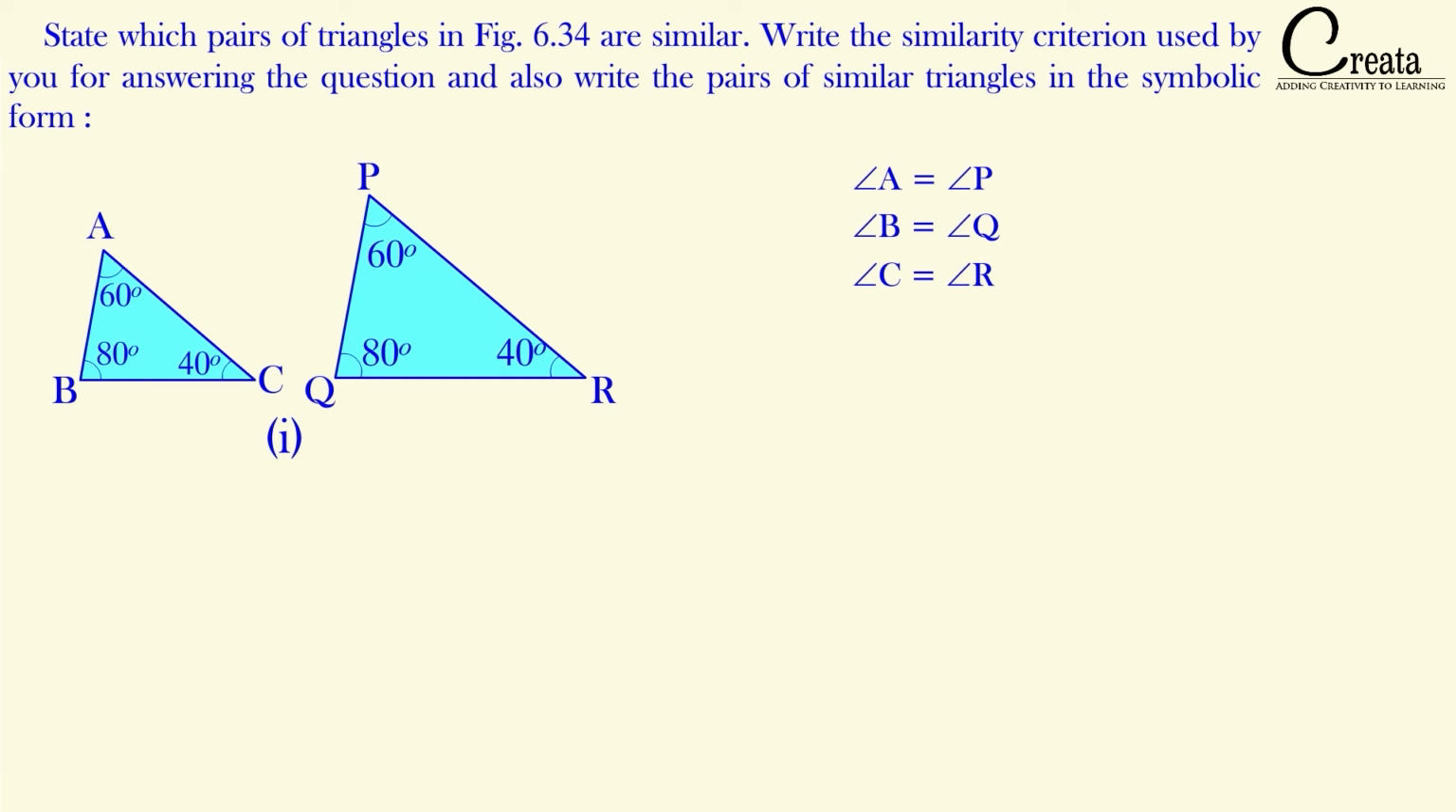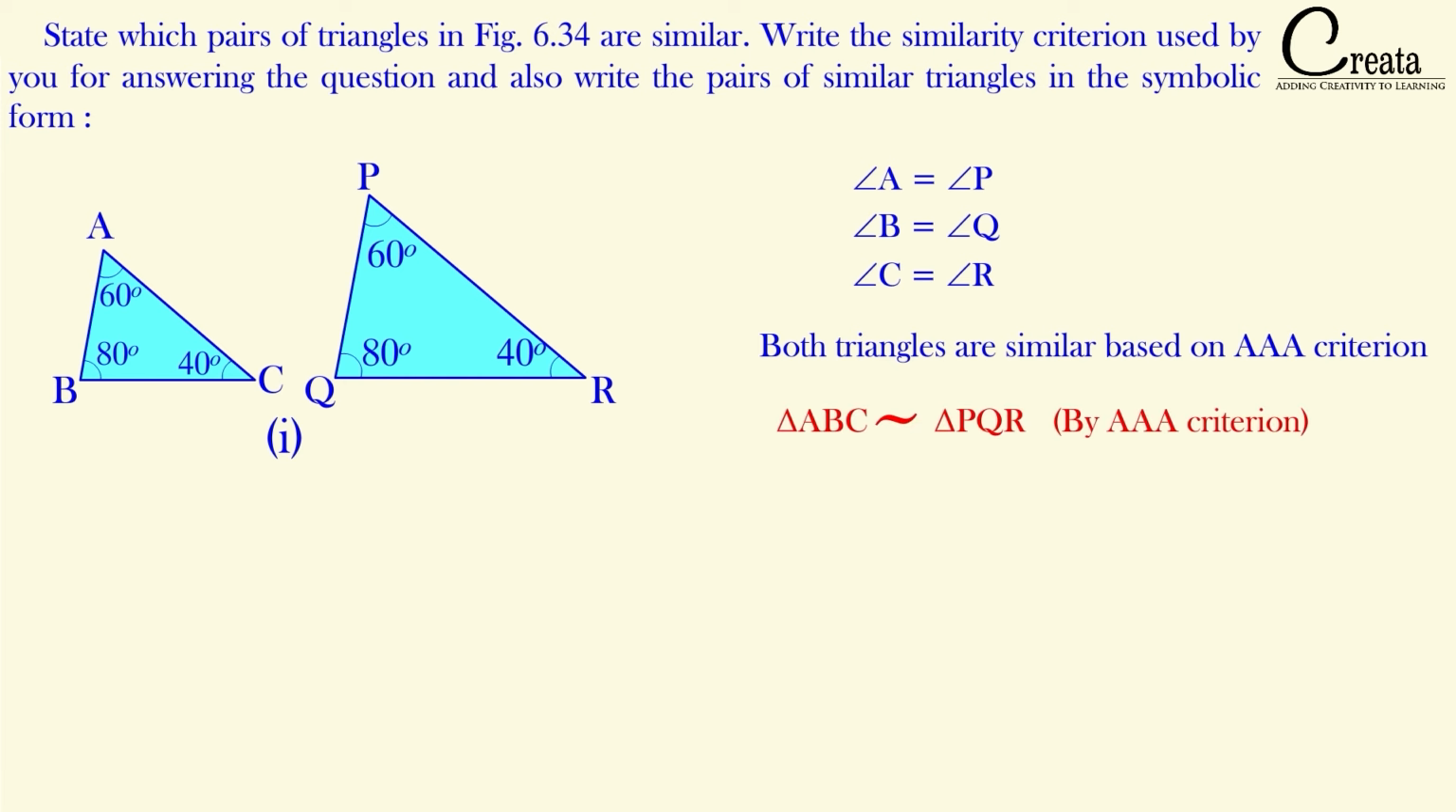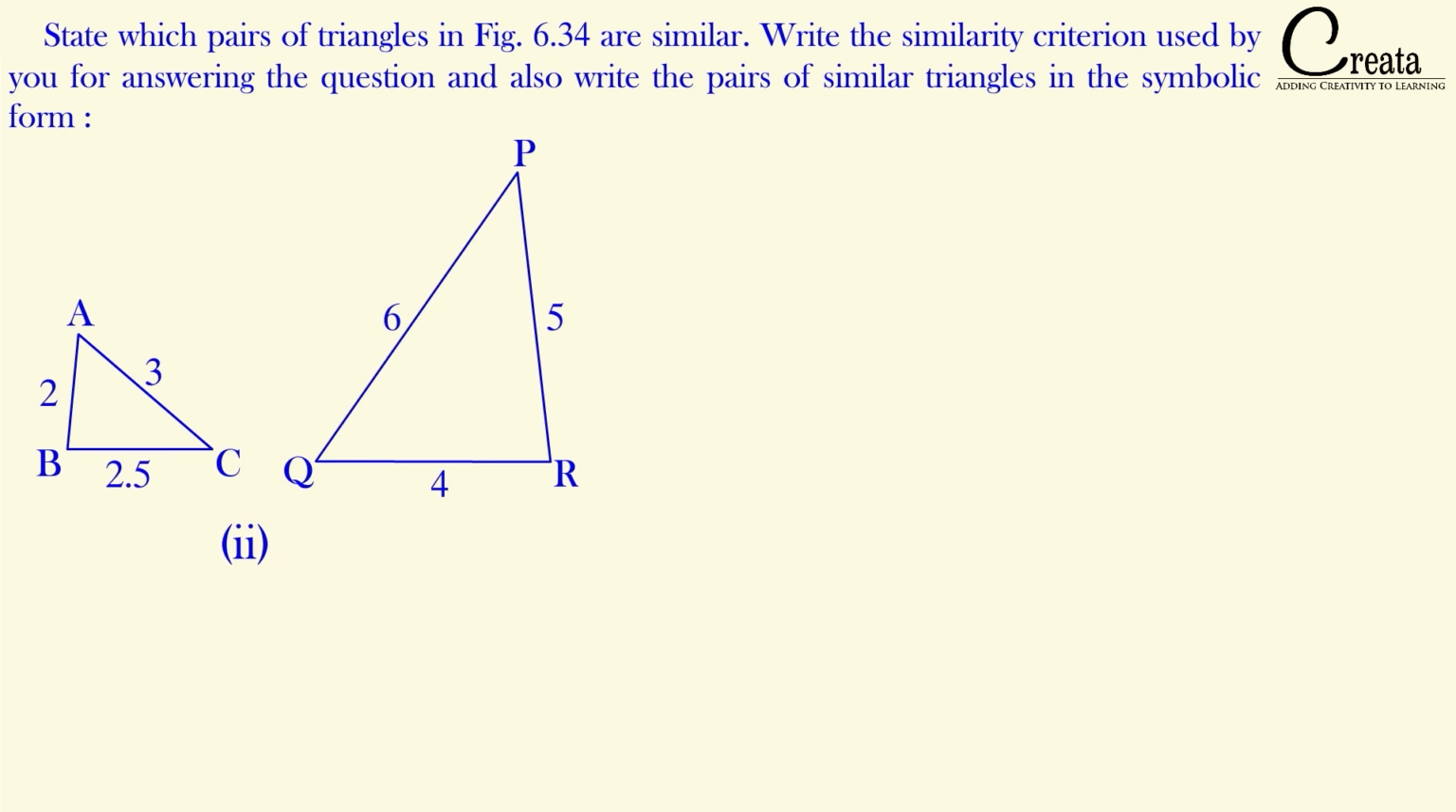So we can say both the triangles are similar to each other based on angle criteria, that is AAA criteria. So we can write triangle ABC is similar to triangle PQR. Here angle A and angle P are matching, angle B and angle Q are matching, and angle C and angle R are matching. So that is for part 1. Let's move to part 2.